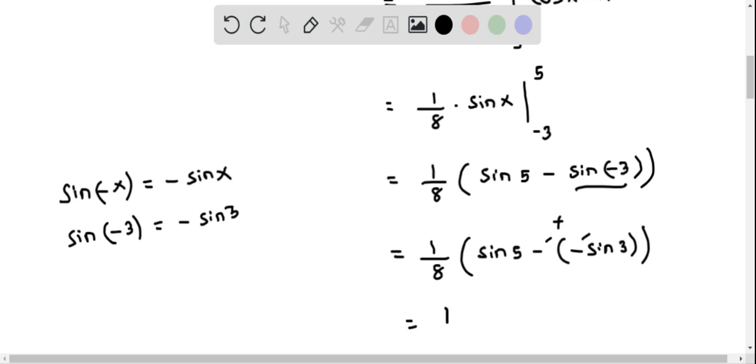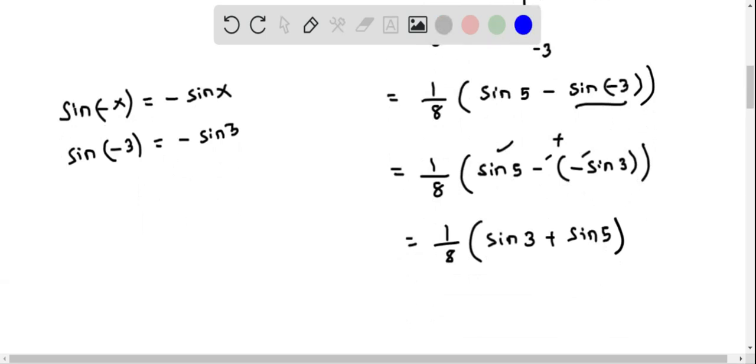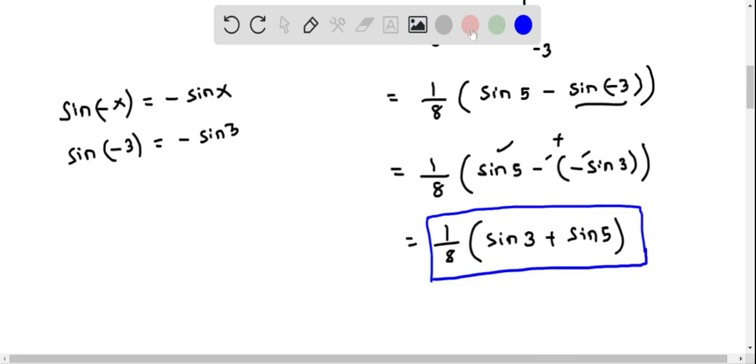So this was minus negative sine 3, and this means the negative of negative will become positive. So in the next step we can write this as 1 by 8, and I put this positive sine 3 first, so it is sine 3 plus sine 5. And so this is the average value of the function cosine x. This means answer choice E is correct.